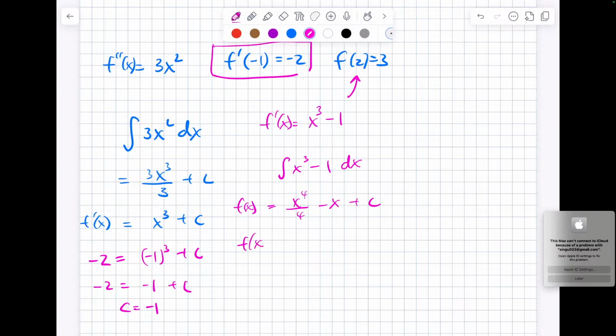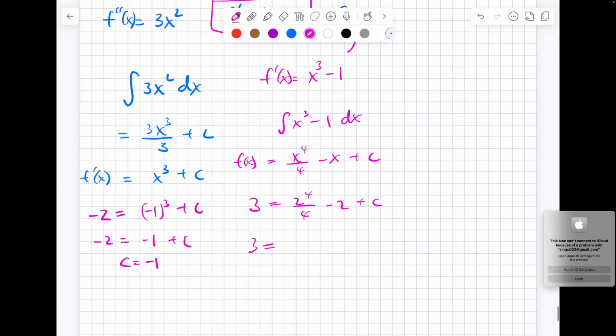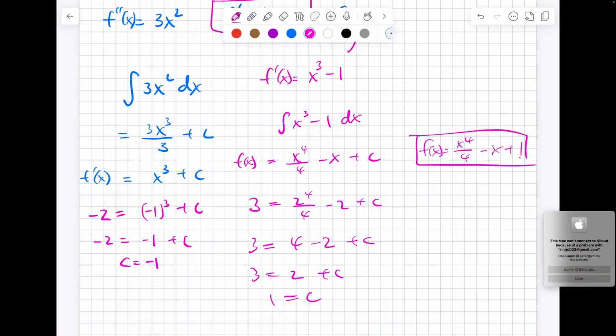And then f of x is equal to x to the 4th over 4 minus x plus c. Then you can plug in 3 equal to 2 to the 4th over 4 minus 2 plus c. 3 equal to 4 minus 2 plus c. 3 equal to 2 plus c. C is equal to 1. So therefore f of x is equal to x to the 4th over 4 minus x plus 1. Because I used the first c.